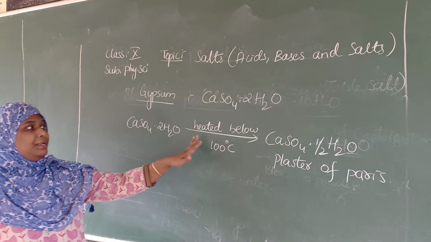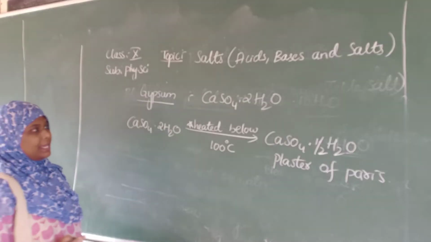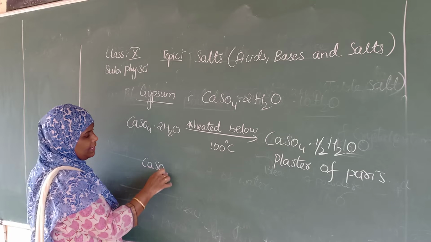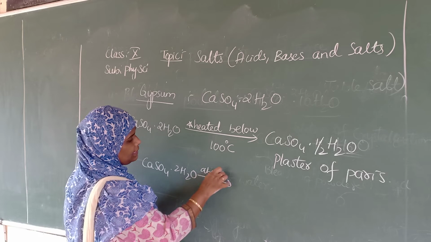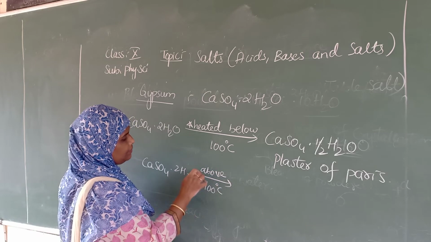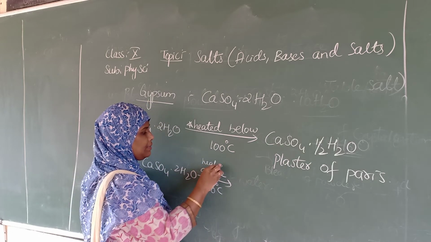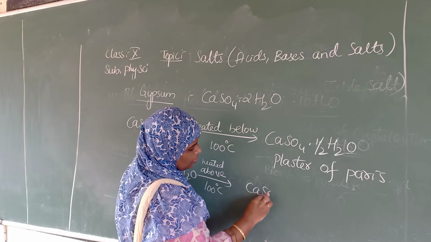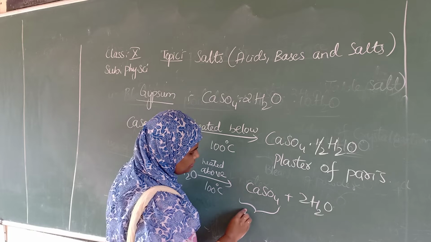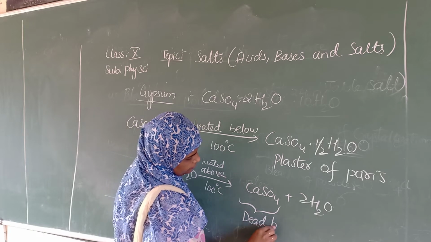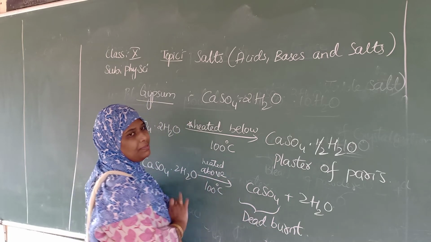Okay, what happens if you heat? This is very important. If you heat above 100 degrees centigrade, calcium sulfate dihydrate will lose all the water molecules. Whenever it is heated above 100 degrees centigrade, it loses all the water molecules, and this is called as dead burnt. Okay, what is dead burnt? Nothing but anhydrous calcium sulfate.